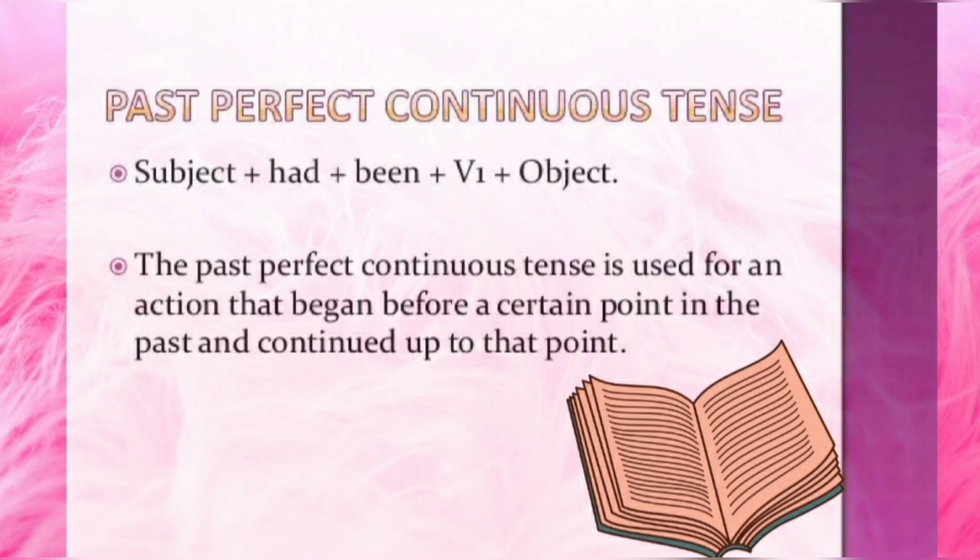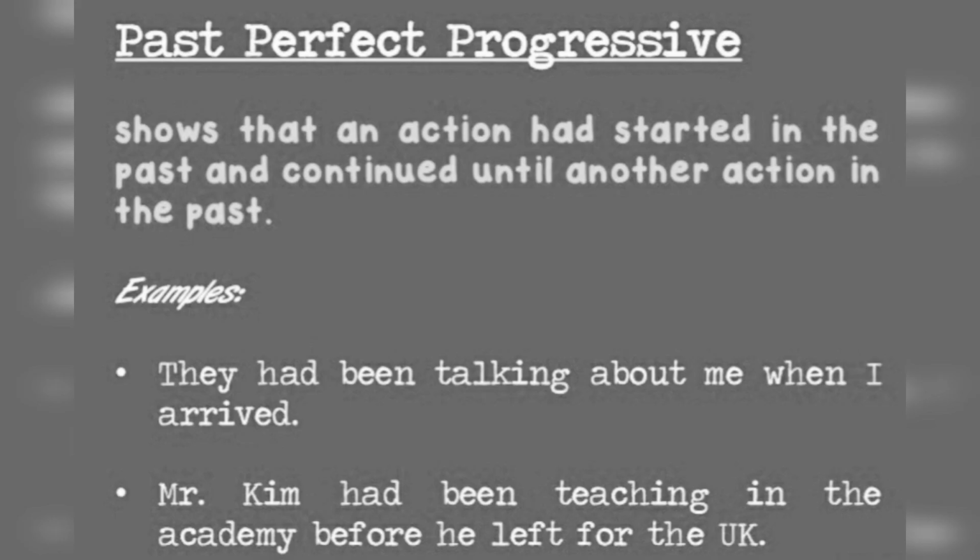Moving on to the last form of past tense, that is past perfect continuous tense. The past perfect continuous tense is used for an action that began before a certain point in the past and continued up to that point. For examples, they had been talking about me when I arrived. Second example, Mr. Kim had been teaching in the academy before he left for the UK.